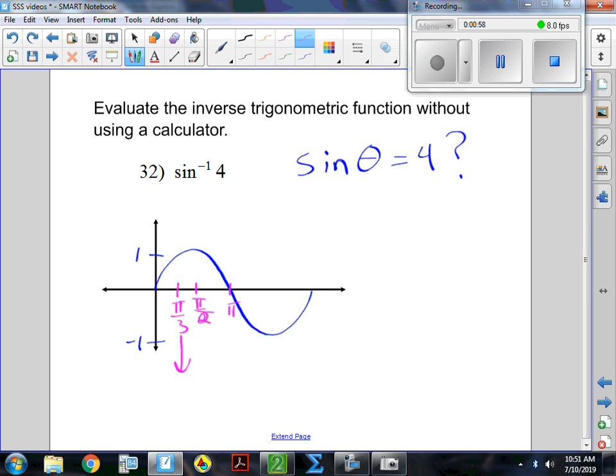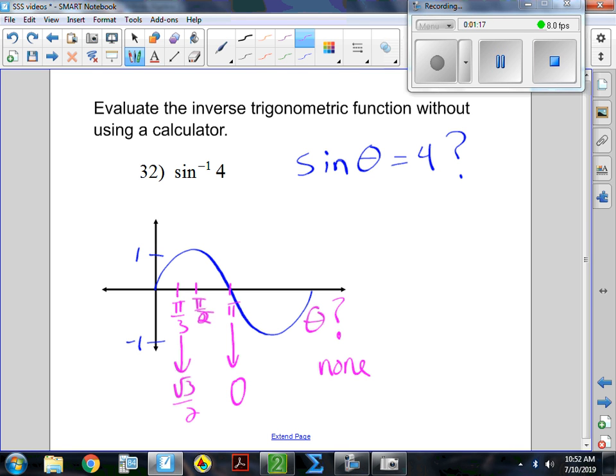What angle theta gives me a value of 4? So if I did the sine of pi over 3, I would get root 3 over 2. If I did the sine of pi, I would get 0. So the sine of what angle theta is going to give me 4? And the answer is none.